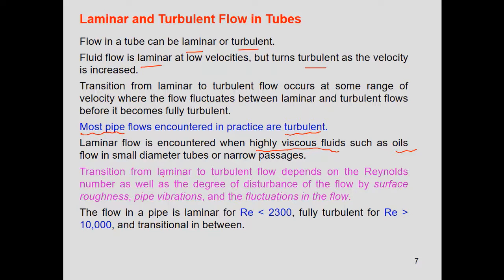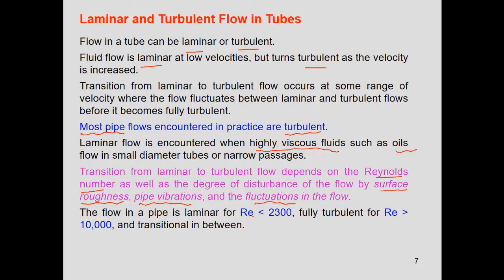And what is effective on this transition from laminar to turbulent flow? It depends on the Reynolds number. It depends on the degree of disturbance of the flow by surface roughness. So surface roughness is also effective on this flow characteristic to be laminar or turbulent. The pipe vibration and also the fluctuation in the flow, these different parameters are effective on the flow, and they will cause the flow to change from laminar to turbulent.